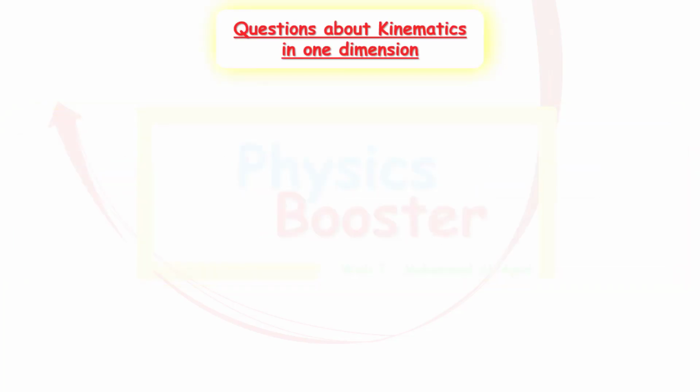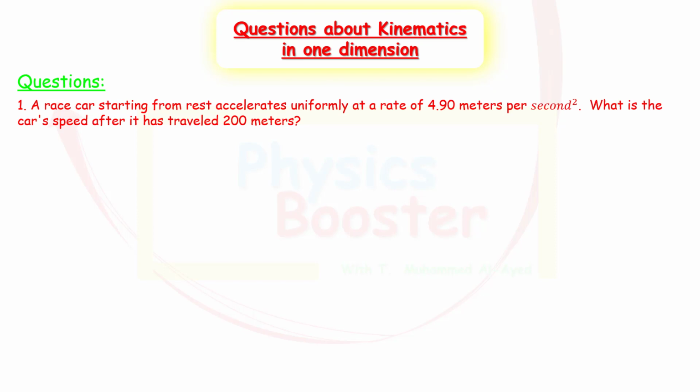Okay, so let's start. Question number 1. It says here that a race car starting from rest accelerates uniformly at a rate of 4.9 meters per second squared. What is the car's speed after it has traveled 200 meters?